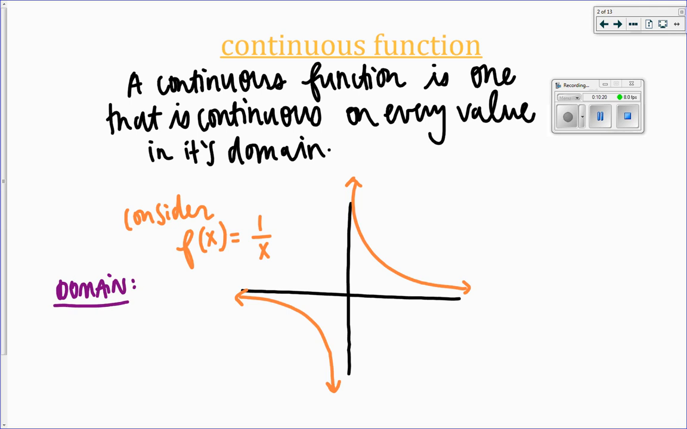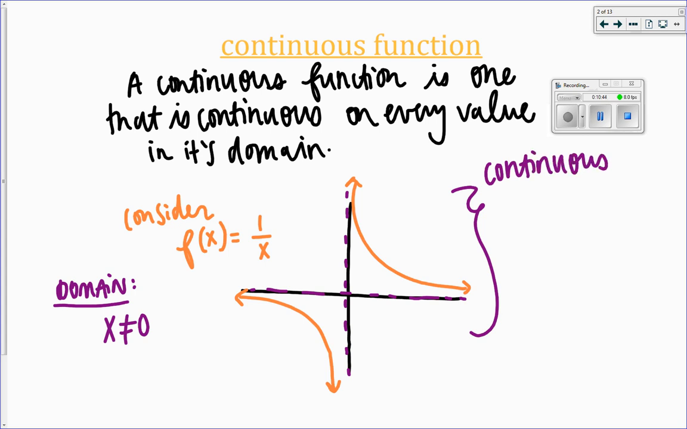Our domain can be everything except 0. X cannot be equal to 0, right? If I divide by 0, I'm going to have an issue. That's why I have this asymptote right here. And we have an asymptote right here, but that's not really the important one in this case. Now here's the interesting thing. This function is known as a continuous function.